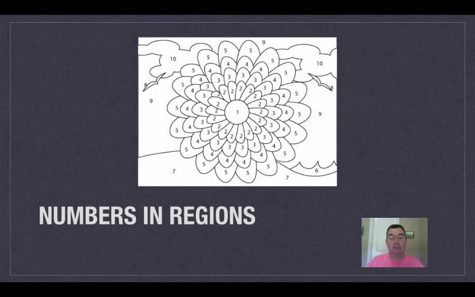Hello again. We're going to talk about more Venn diagrams, and this time we're going to use a little bit of algebra. We're going to put numbers in those regions that represent the number of elements that are in each region. So this is lesson 5.6.